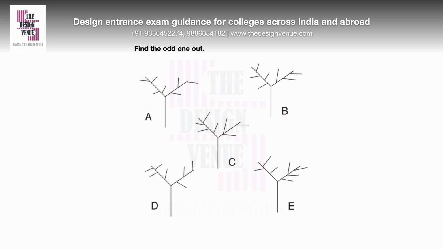Here's how we can find out the rule. All the 5 figures have 2 branches coming out from the vertical line. Then there are a total of 7 sub-branches in each figure. If we observe the placement of the branches, we see that the left branch consists of 4 sub-branches and the right one consists of 3 sub-branches. Only option E reverses this rule and hence it is the odd one out.